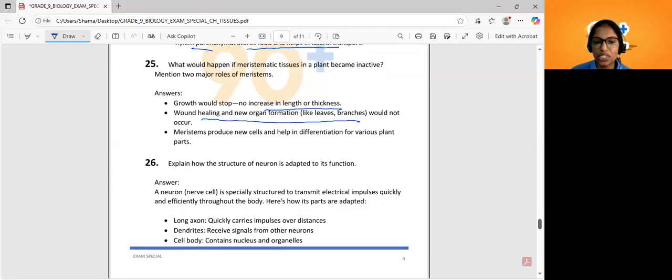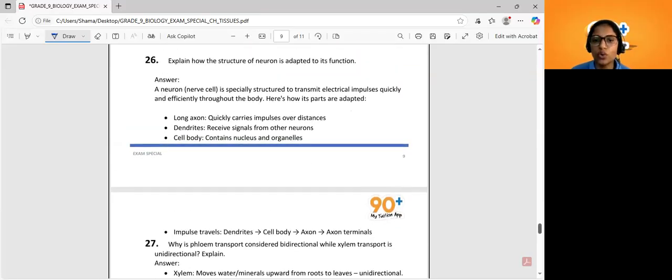And the 26th question is, explain how the structure of a neuron is adapted to its function. A neuron or nerve cell is specially structured to transmit electrical impulses quickly, effectively and efficiently throughout the body. And here is how its parts are adapted. There is a long axon, which quickly carries the impulses over distances.